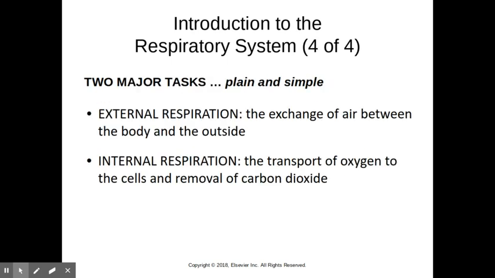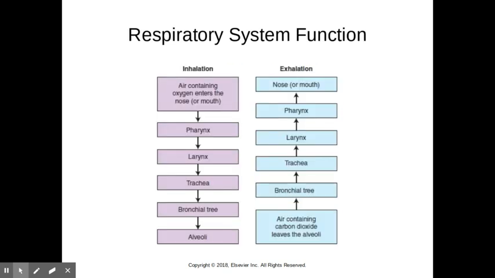There are two major types of respiration, as I said before. There's external respiration, the exchange of air between the body and the outside, and internal respiration, the transport of oxygen to the cells and the removal of carbon dioxide, which is a waste product for cells in the body.